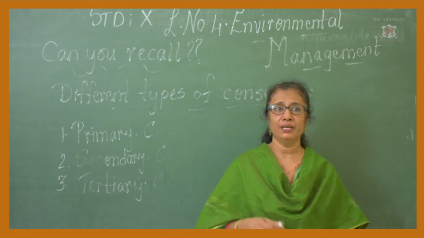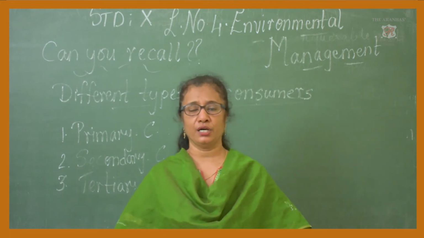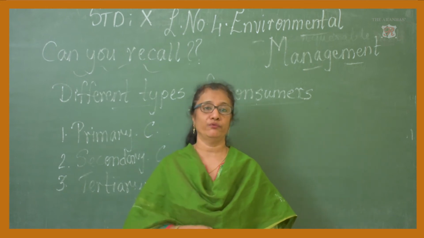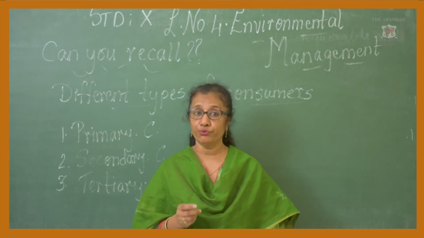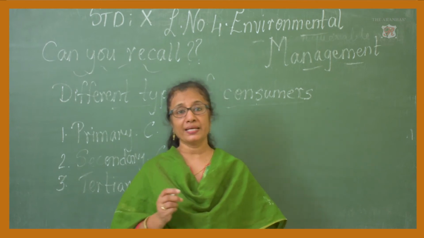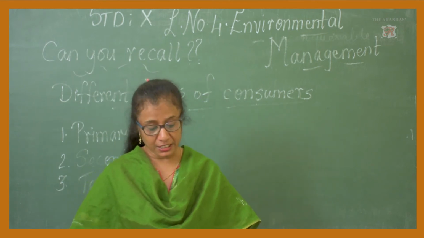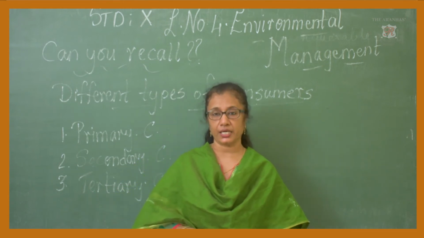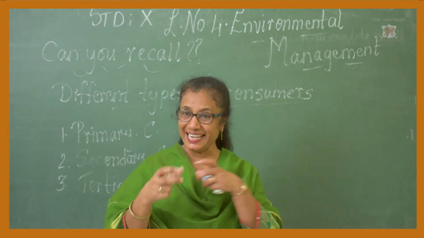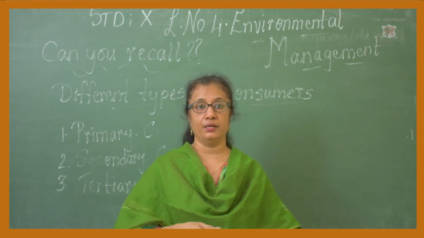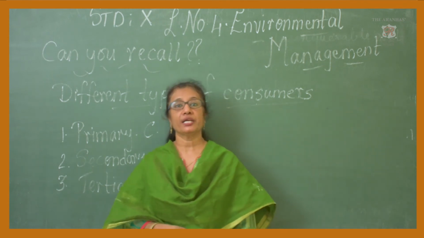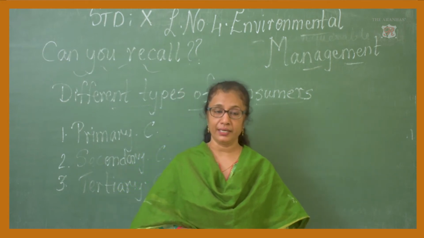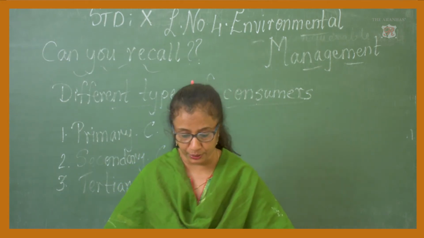What is a food web? It's a complex network of many small food chains. Alright? A food web is a complex network of many such food chains. And when many such food chains are interwoven, that is, linked together to one another, what does it form? It forms a food web. I hope this part is also clear to you.